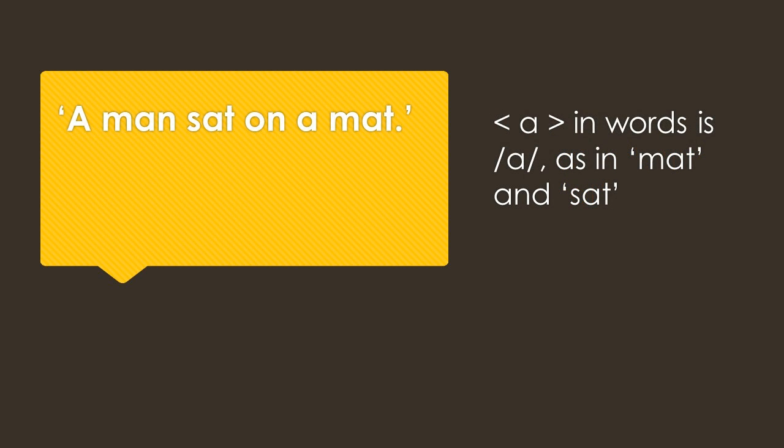If you want your child to read the sentence, "A man sat on a mat," for example, they will need help with the word a. This is because so far your child has been learning that the spelling a in words is a, as in mat and sat, whereas in this sentence it isn't. I say, "A man sat on a mat."